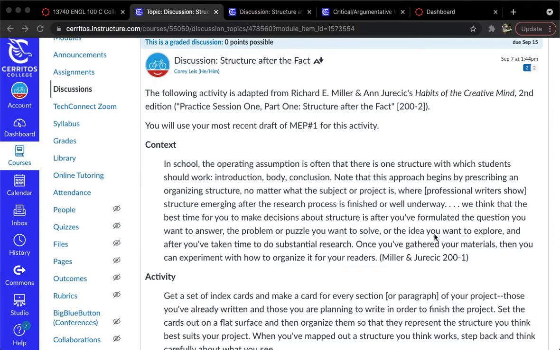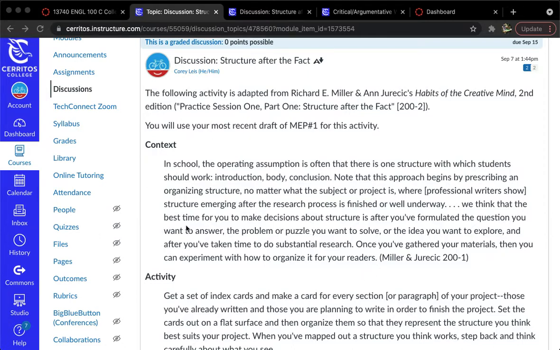We think that the best time for you to make decisions about structure is after you've formulated the question you want to answer, the problem or puzzle you want to solve, or the idea you want to explore, and after you've taken time to do substantial research. Once you've gathered your materials, then you can experiment with how to organize it for your readers.